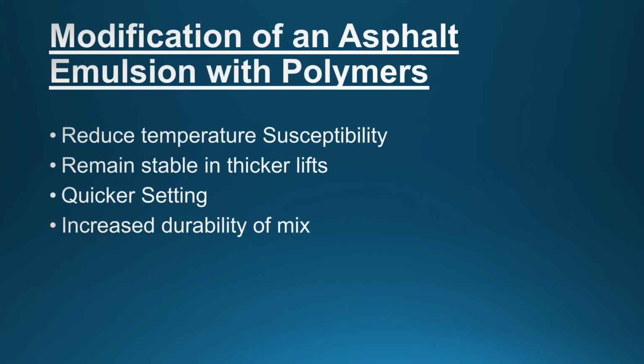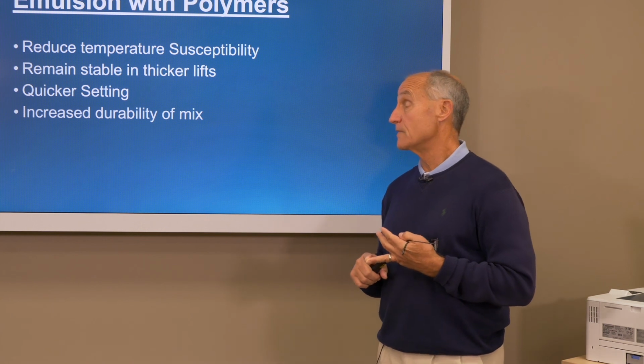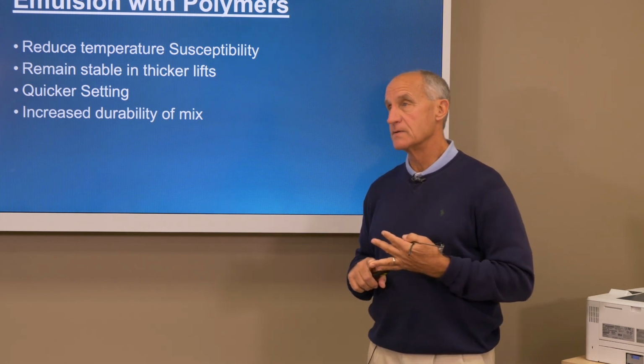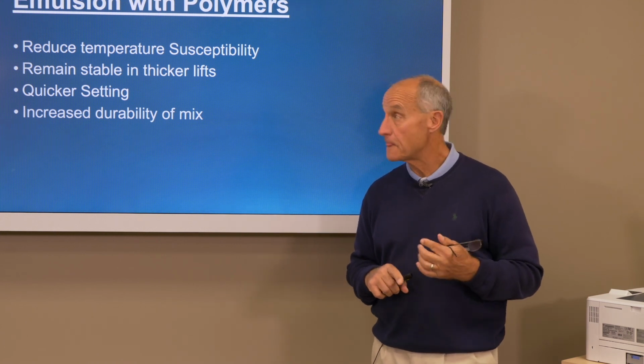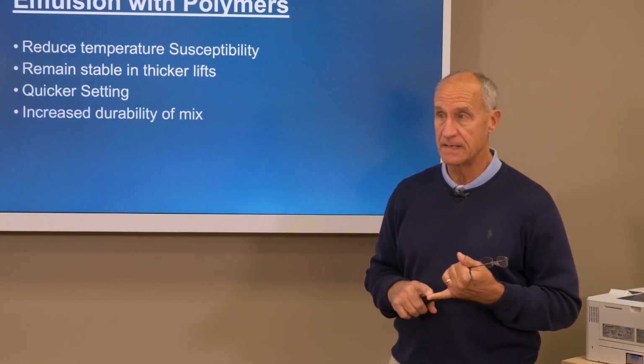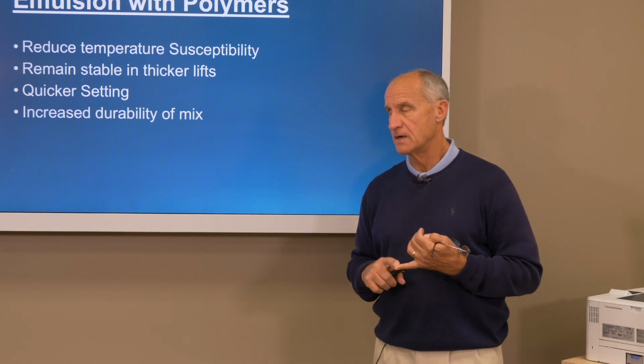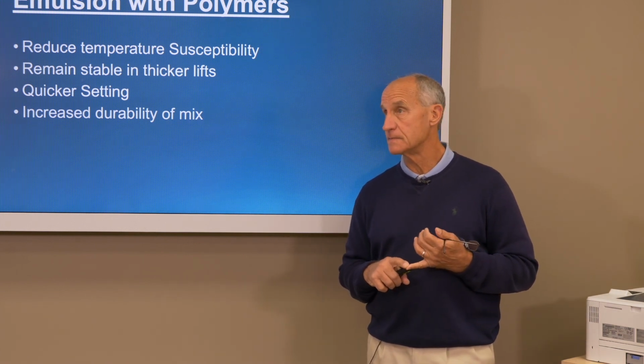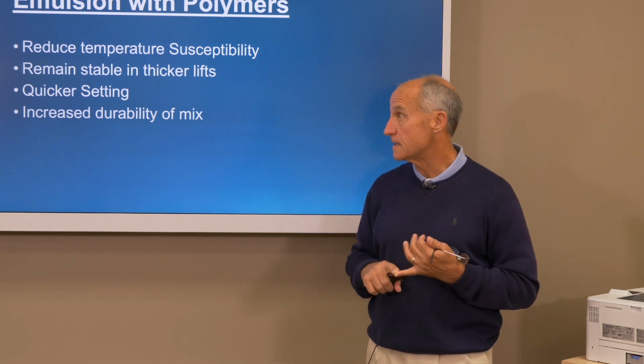It'll remain stable in thicker lifts. We go back to the slide before where we said that slurry seal cannot be placed in multiple layers, but microsurfacing can. And due to the chemistry and the modification of this emulsion, we're able to put more than one layer of microsurfacing on top of each other. It's quicker setting. Again, the chemistry will allow for return to traffic to be accomplished in a much quicker time frame.